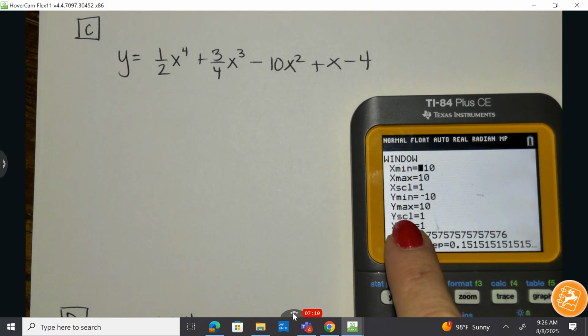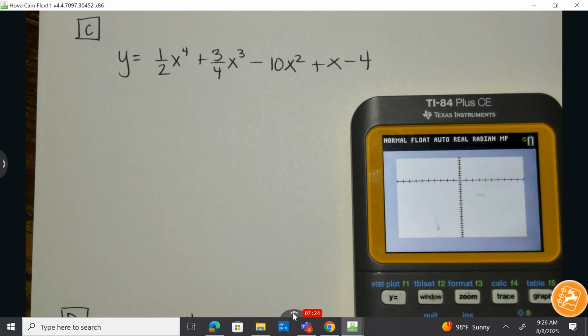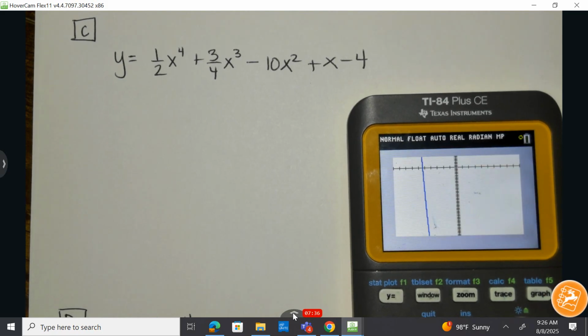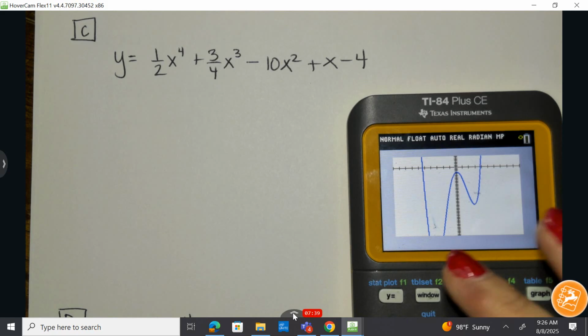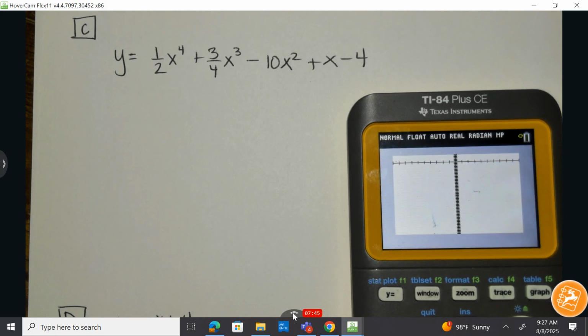Let's find the y minimum, and it only goes down to -10. At this point, it really is just like a guess and check. Let's try -25. So type in -25 for only the y minimum and hit graph. Still not low enough. Let's go back up to Windows. Let's try, I don't know, -60. It's getting closer. Still not low enough. Let's try -100. And at -100, I finally can see the graph that I need to.